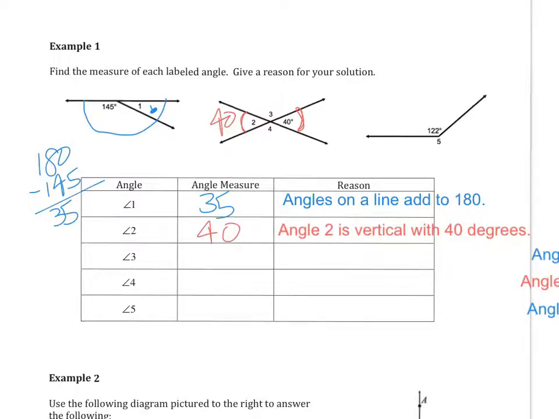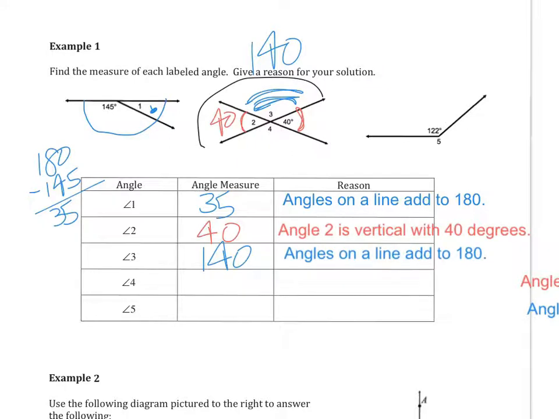Now the next two are kind of interesting. It talks about angles 3 and angle 4. Now we do know that this angle here makes a line with this angle, so the blue one must in fact be 140 degrees. So I'm going to write 140. And the reason for that would be angles on a line add up to 180 degrees.